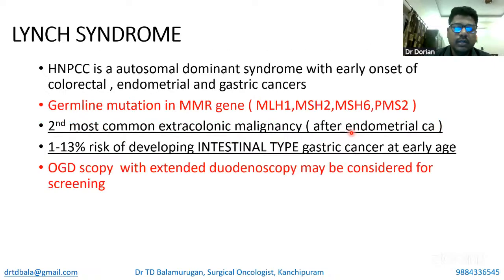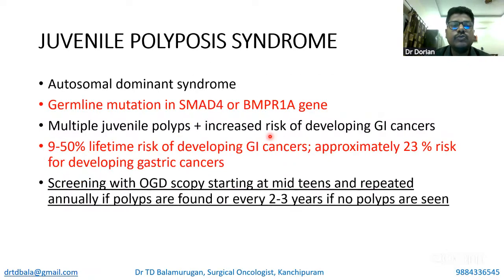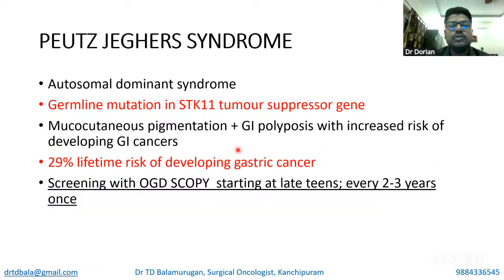The next will be Lynch syndrome. You all know about it. We already discussed. CA stomach in Lynch syndrome is the second most common extracolonic malignancy. You have to remember that. JPS, you know, juvenile polyposis. You have just now asked in the chat box, SMAD4 or BMPR1A. BMPR is bone morphogenetic protein receptor 1A gene. It has multiple juvenile polyps and has a risk for developing gastric cancer also.